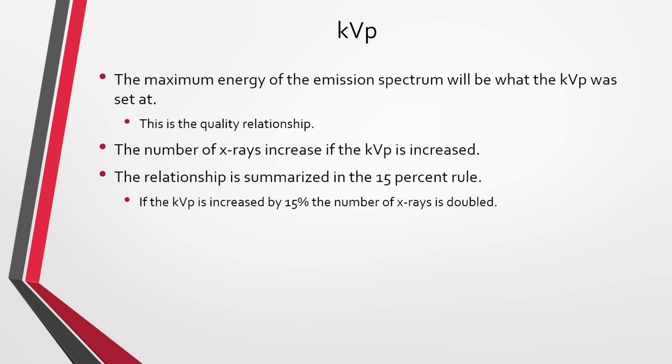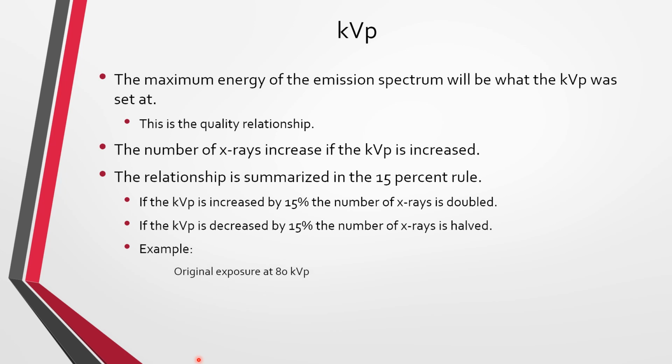So this will increase the quantity. A 15% increase in kVp will double the number of X-rays produced, double the quantity. And a 15% decrease will halve the number of X-rays produced. So we can see that kVp is a very strong factor in the exposure.